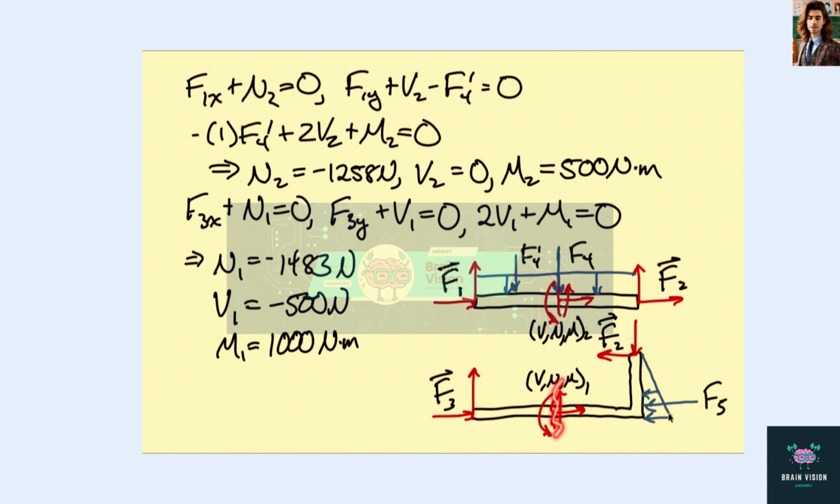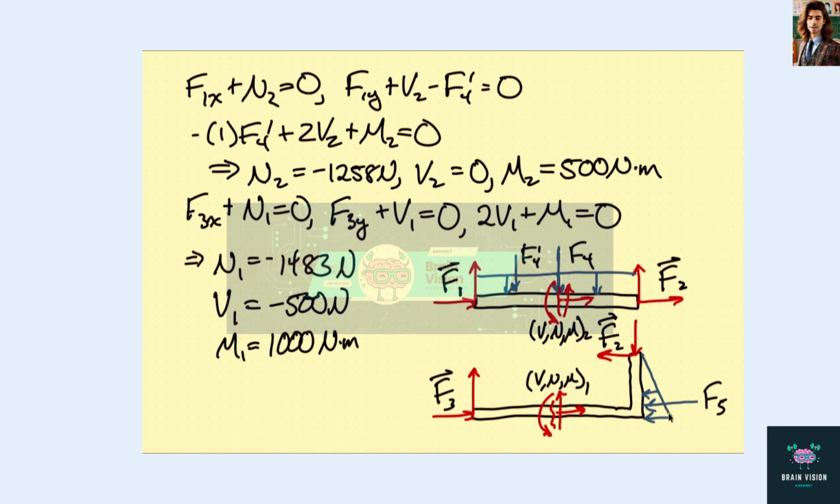For this cut, for problem 38, we have F3x plus N1 equals 0. Again, we're just looking at this section. And F3y plus V1 equals 0. And this distance here is 2 meters, so we have 2V1 plus M1 equals 0. These three equations give us N1 is minus 1,483 newtons. Again, so this bar is also in compression. The V1 is minus 500 newtons.